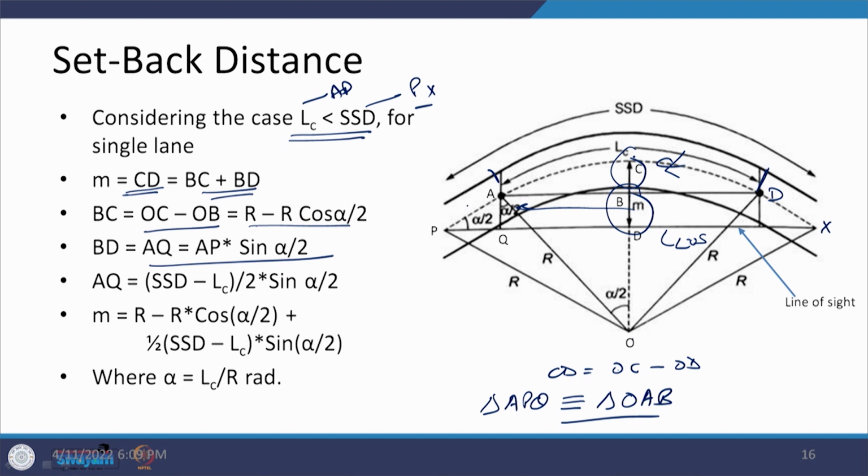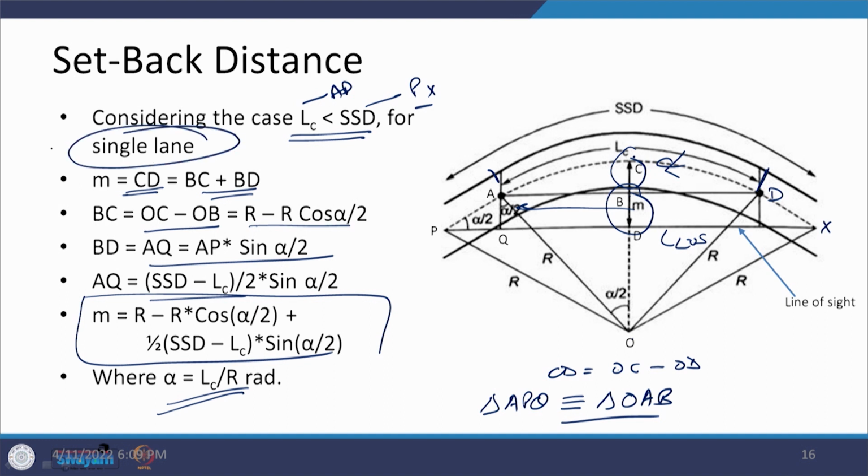Now, AP is what? The total distance we travel up to P is SSD, but up to A the distance is LC, and this happens on both sides. So, SSD minus LC divided by 2 is AP. Multiplied by sine of alpha by 2, finally we get m equals r minus r cos alpha by 2 plus half of SSD minus LC into sine of alpha by 2, where alpha is calculated as LC divided by r. Here r minus d will not be there because this is a case of a single lane condition.